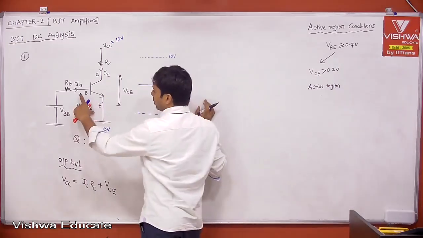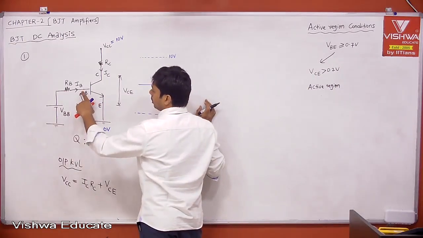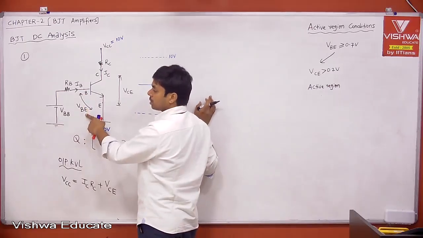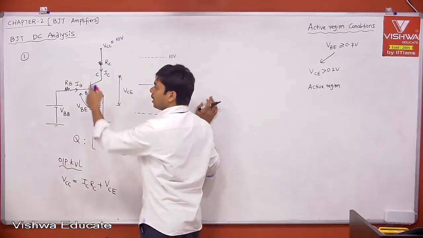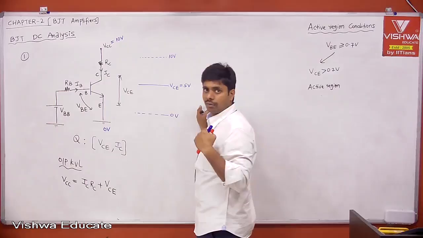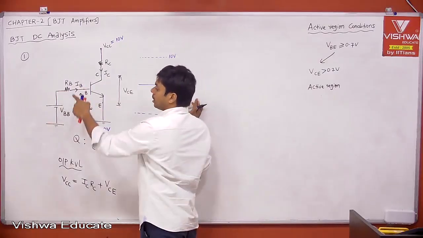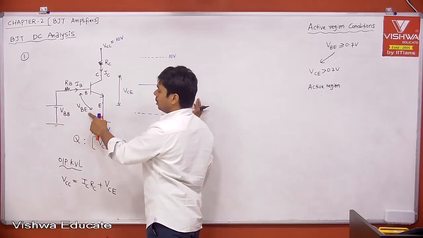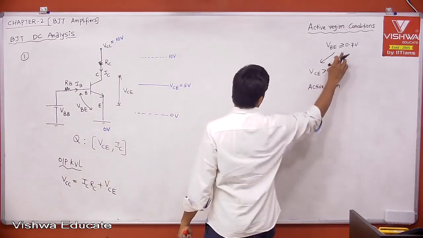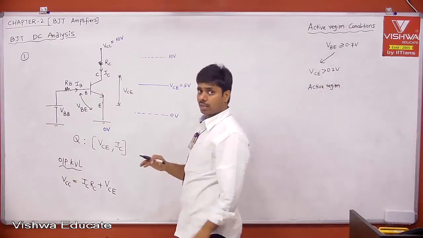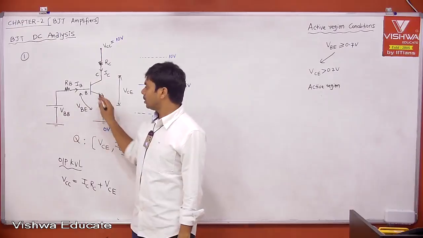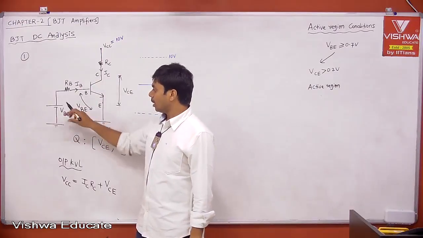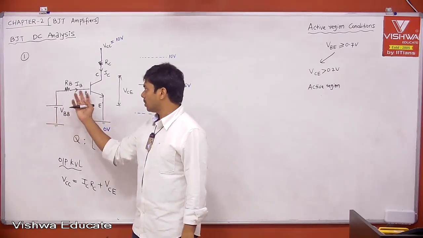Your VBE I am applying through VBB, then definitely VBE will be greater than or equal to 0.7, because VBB is in my hand and the RB also in my hand. I am the designer, therefore I know what value of RB and what value of VBB I choose such that I will get VBE. Then definitely your VBE is greater than or equal to 0.7. Yes, I can keep it. Once you keep it, I can write input KVL where VBB is equal to drop across RB plus VBE.